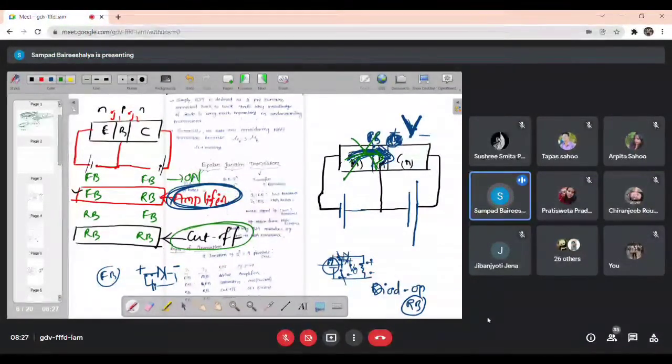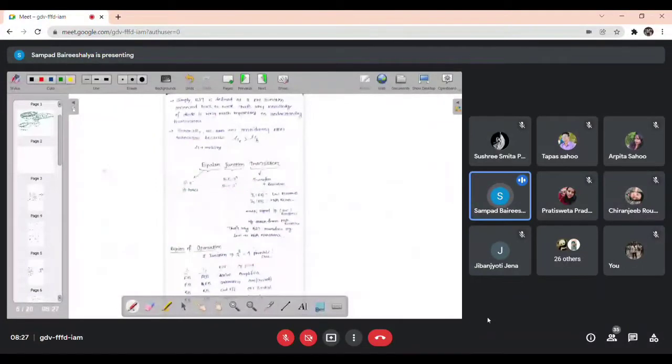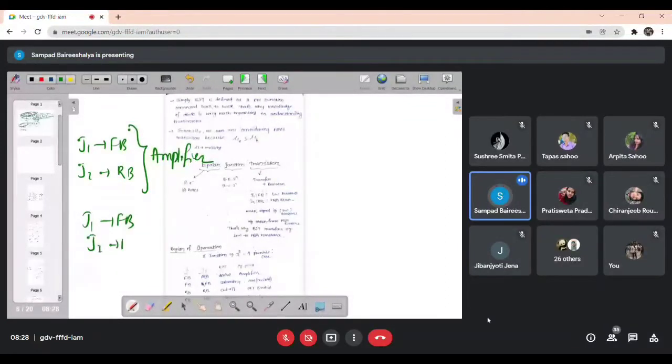So basically you have to remember this for the amplifier. Whenever the input junction, J1, is forward bias and junction 2 is reverse bias, at that time your transistor will behave as an amplifier. Okay, amplifier. Similarly, when both will be forward bias, at that time this will be actually like an on switch.